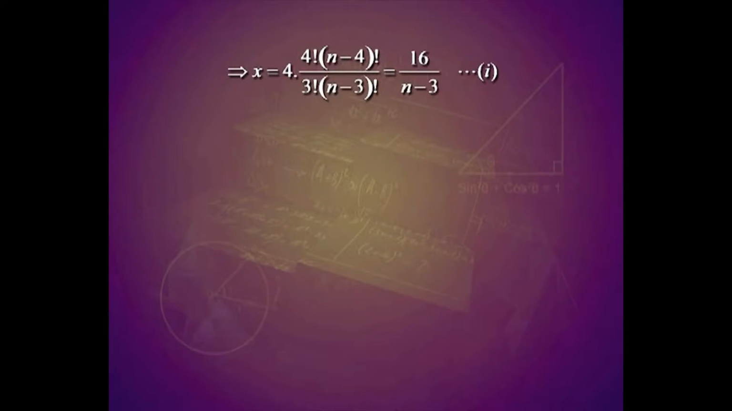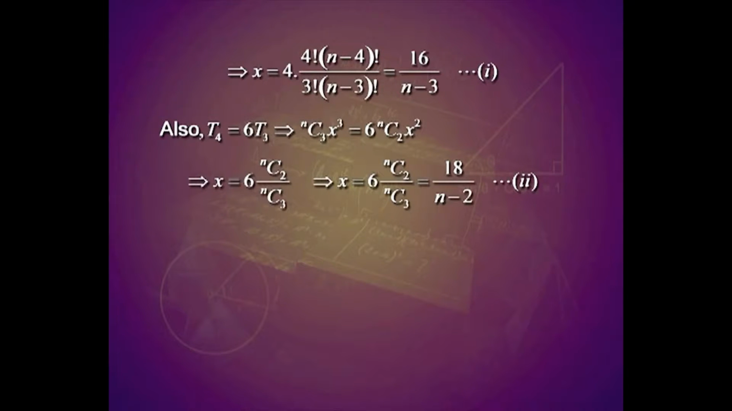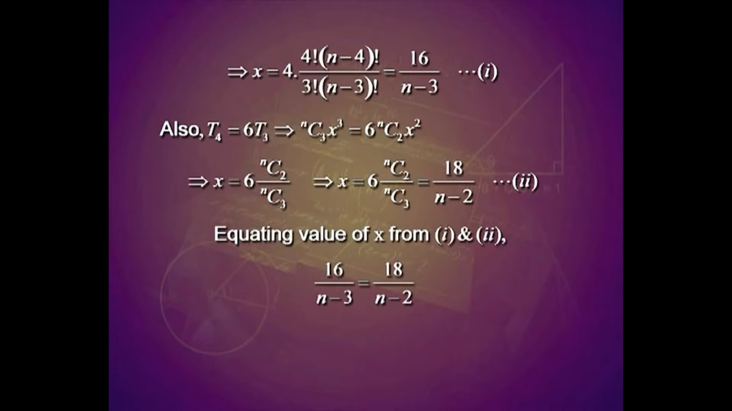Similarly, if I use the second condition, that is, the fourth term is 6 times the third term, and then if I replace the value of each of these terms by NC3 x cube and NC2 x square, you will get x to be again simplified, and you get a condition which says x must be 18 by n minus 2. So, you have two values of x, but we are talking about the same x. So, from 1 and 2, I can equate the value of x, which gives me the value of n. So, solving 16 by n minus 3 equal to 18 by n minus 2, I get n to be 11.